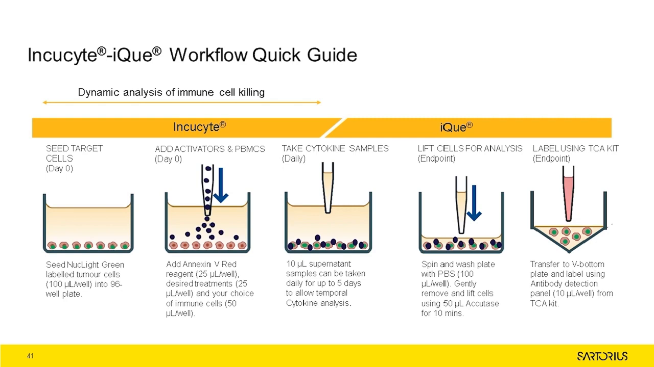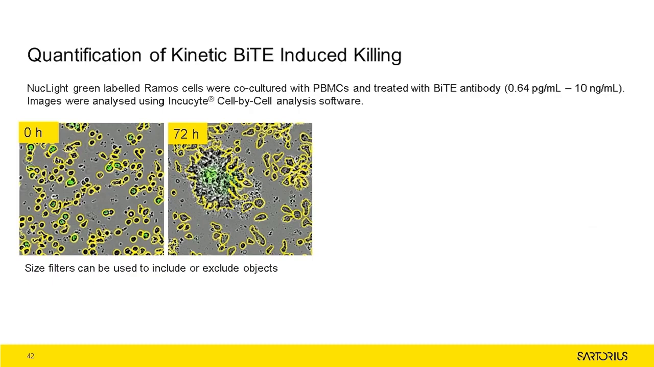The temporal cell health, morphological, and spatial quantification can be gained through the first part of the workflow with the IncuCyte and detailed T cell interrogation from the IQ. Here, NucLight green-labelled Ramos cells were co-cultured with non-labelled PBMCs. The co-culture was treated with increasing concentrations of BiTE antibody for 72 hours. The images shown here are representative of the co-culture in the presence of 10 nanograms per ml of the BiTE antibody at 0 and 72 hours.